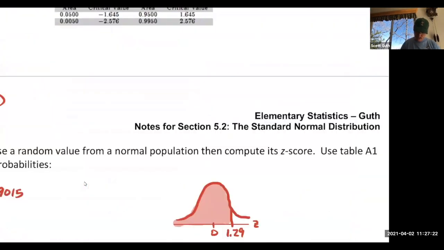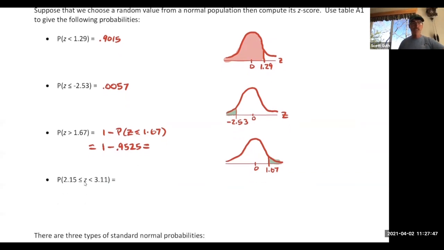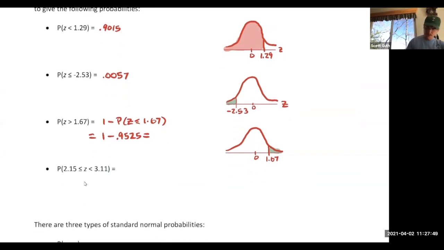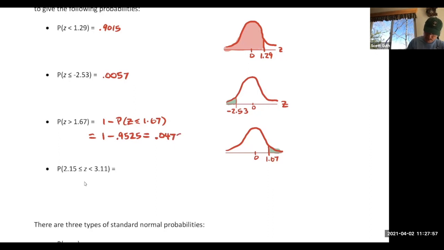0.9525. Okay, any questions? So 1 minus 0.9525. Anybody? 0.0475. That's great. Thank you. 0.0475.